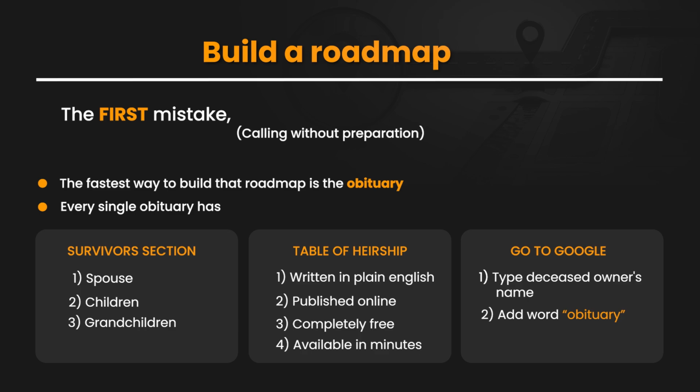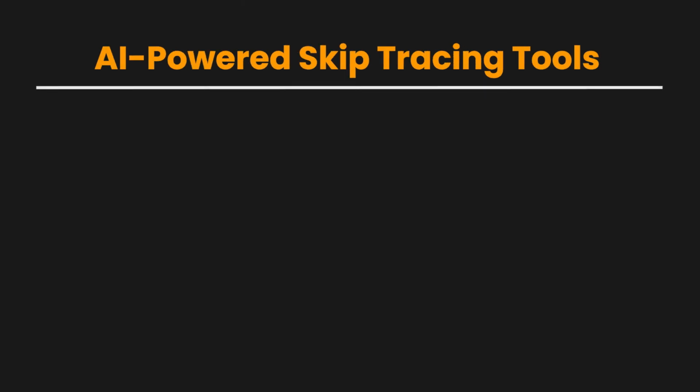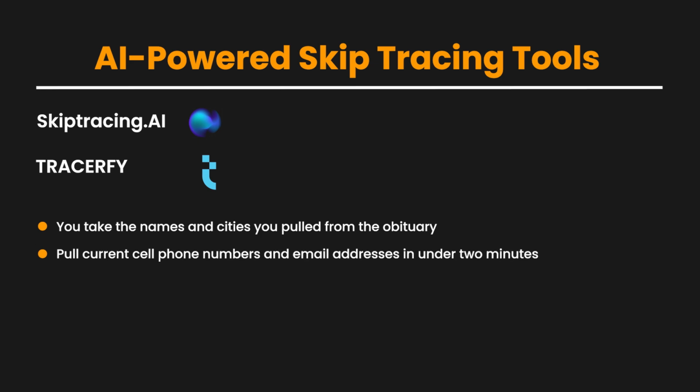Now, once you have those names, you don't have to do the manual tracking yourself. There are AI-powered skip tracing tools built specifically for this kind of work. Platforms like skiptracing.ai and Tracerify let you take the names and cities you pulled from the obituary and cross-reference them against billions of public records to pull current cell phone numbers and email addresses in under 2 minutes. That's your edge. And most of your competition doesn't even know these tools exist.